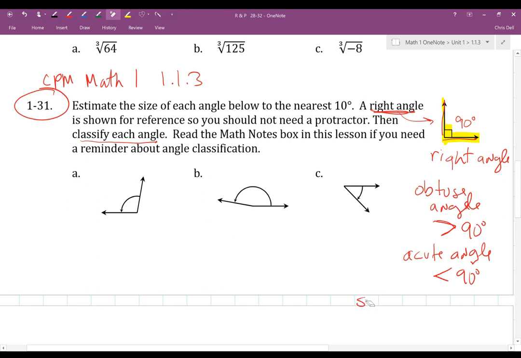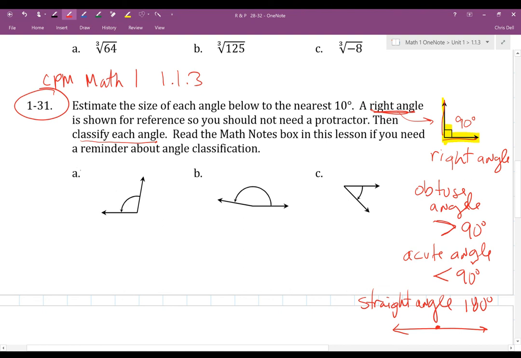The straight angle is exactly 180 degrees. A straight angle would look like that. So that's a straight angle. Okay, so first of all, let's estimate the degrees.